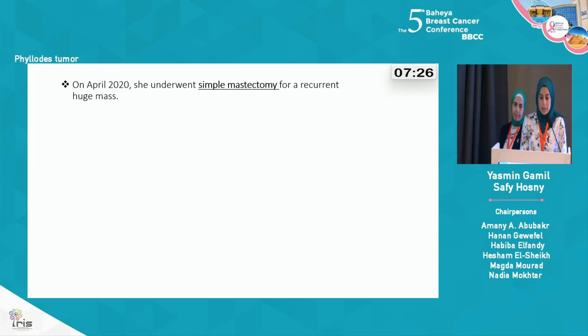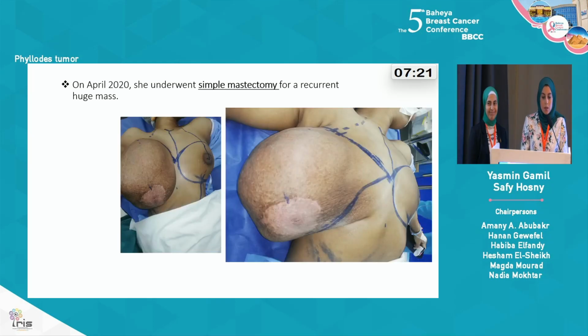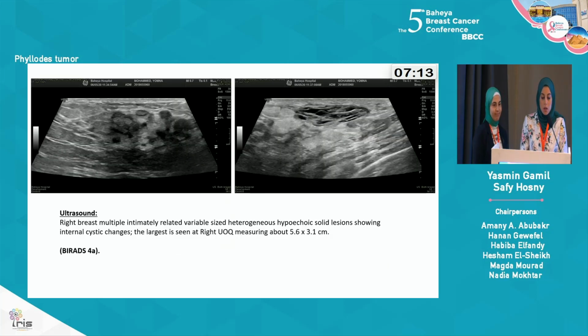In April 2020, she underwent simple mastectomy for a recurrent huge mass. This is a photo immediately before her surgical intervention was done. These masses were seen on ultrasound before her surgery as multiple intimately related variable-sized heterogeneous hypoechoic solid masses showing internal cystic changes. The largest is seen at the right upper outer quadrant, measuring about 5.6 times 3.1 centimeters. They were categorized as BI-RADS 4A.